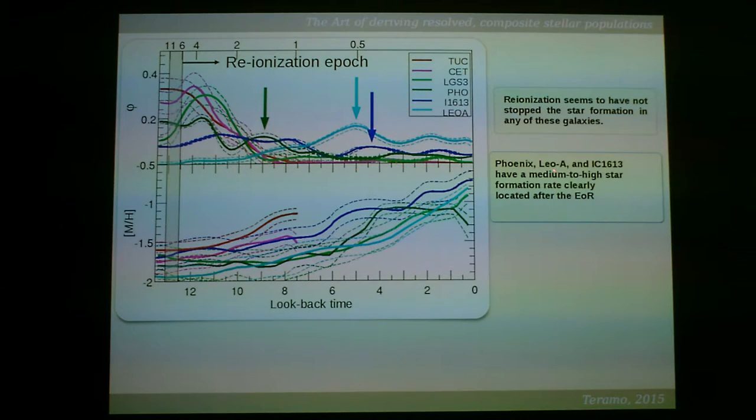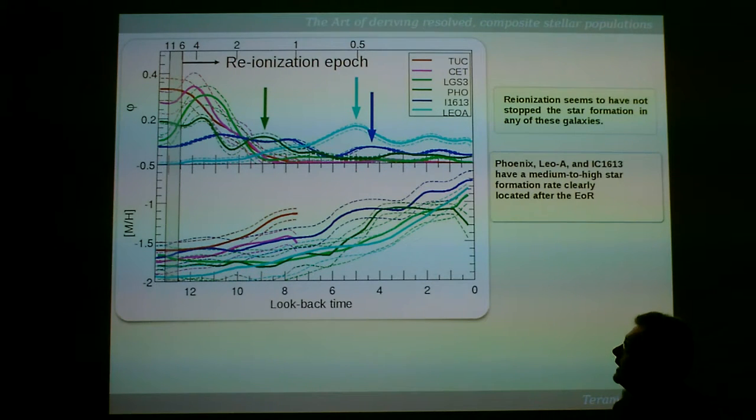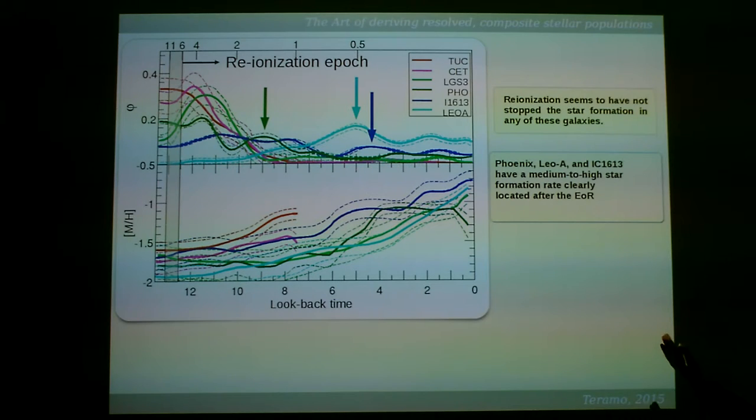Actually, some of them, Phoenix, Leo A, and ICCT13, have a medium to high star formation rate clearly located after the epoch of reionization. So it seems that the reionization has not affected these guys. But if you remember the picture of ICCT13, there is a clear difference in the distribution of the stellar population. Younger toward the center, older and more extended than the young. What if the reionization has affected different regions of the galaxy differently? Has, for example, not affected the center, but affected the outskirts of the galaxy.